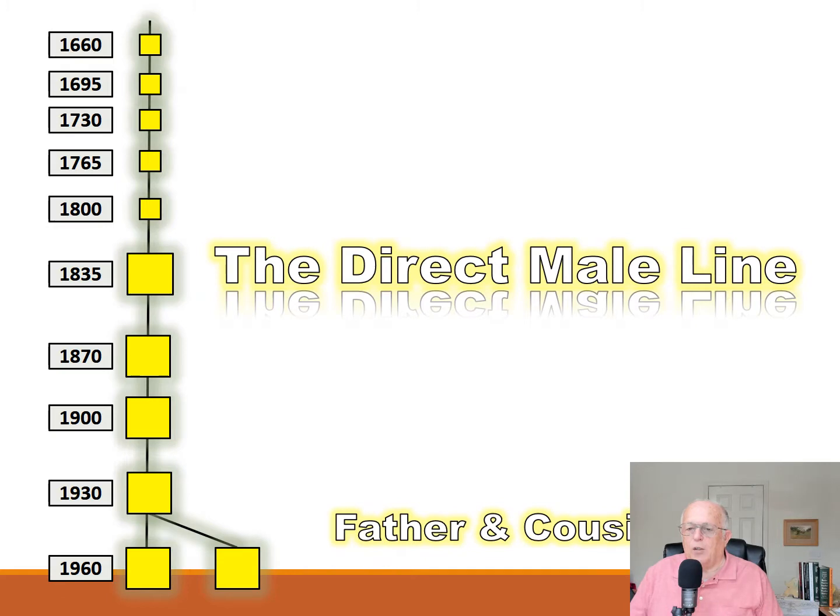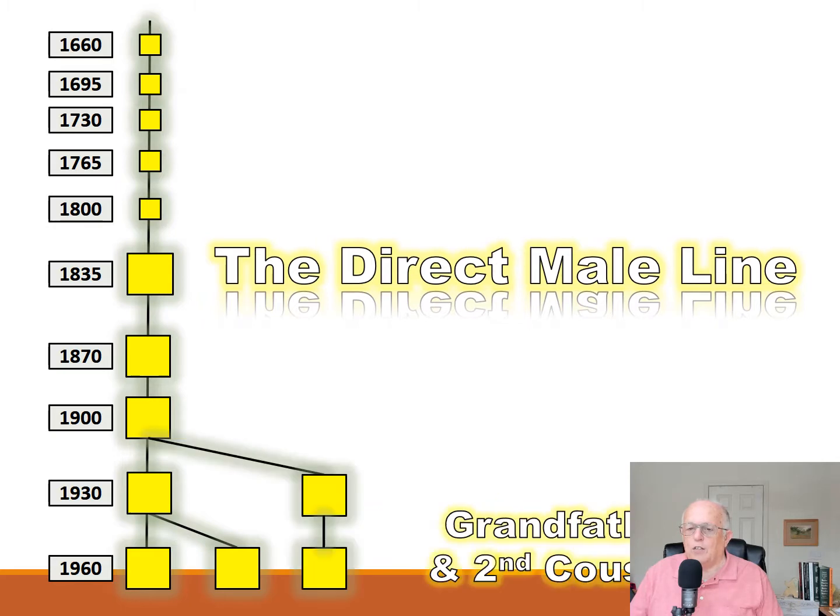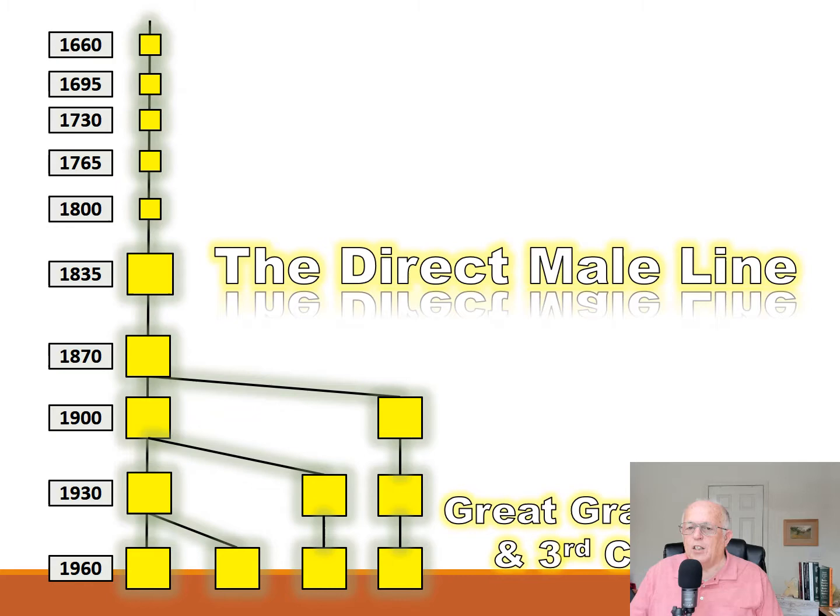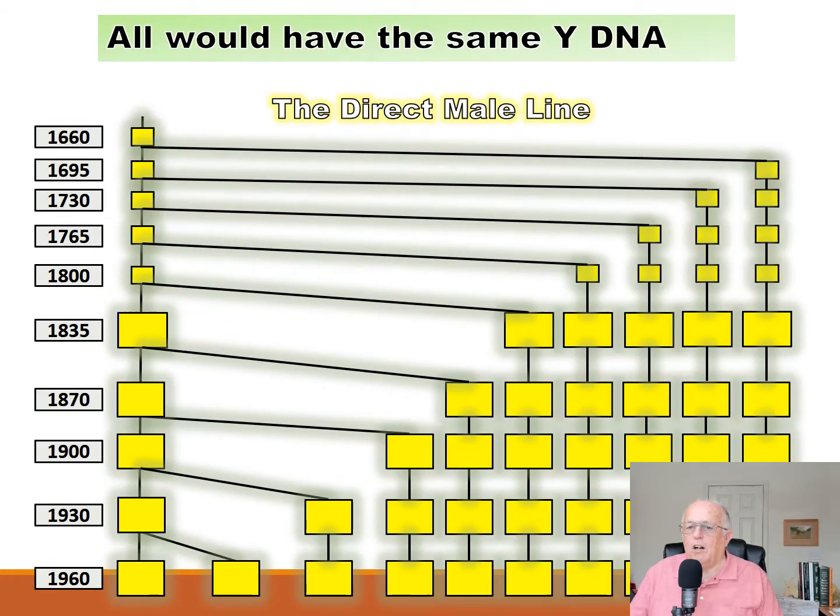That son likewise has the same Y chromosome. What happens if his father, the one born in 1900, has a series of sons? Those sons all have the same Y chromosome. And likewise, as we move back up to 1870 and beyond, all male to male to male to male descendants have the same Y chromosome. So we can test any one of those people born in 1960 across the bottom and get the value of the guy who was alive in 1660, because he passed it on.